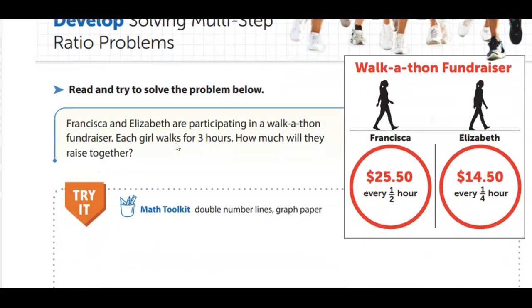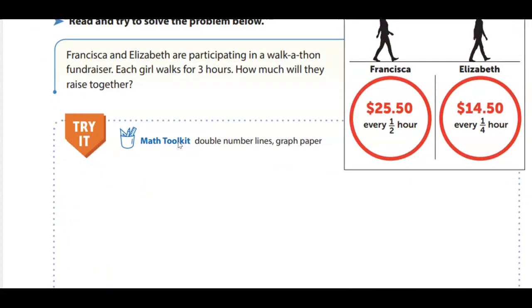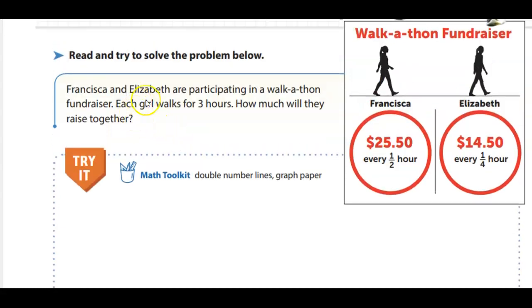So today we're going to do some multi-step problem solving with ratios. And our first one is: Francesca and Elizabeth are participating in a walkathon fundraiser. Each girl walks for 3 hours. How much will they raise together? So you'll notice they have two different rates right here, but we want to know how much they raise together.